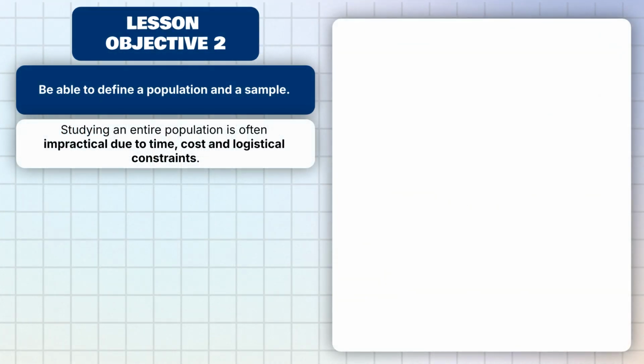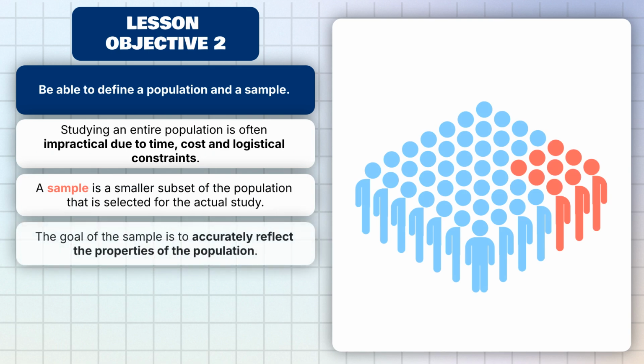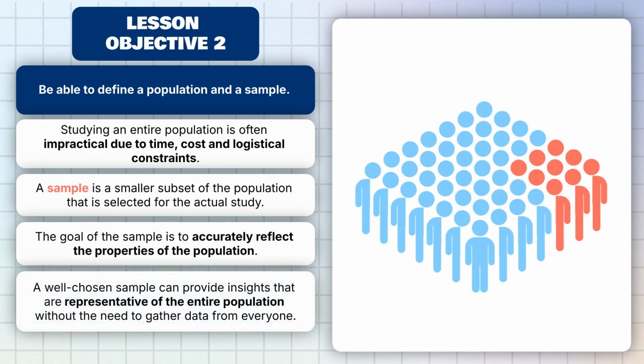Studying an entire population is often impractical due to time, cost, and logistical constraints. This is where the concept of a sample comes in. A sample is a smaller subset of the population that is selected for the actual study. The goal of the sample is to accurately reflect the properties of the population. For example, instead of surveying every resident in a city, a politician might survey just 2,000 or 3,000 people. A well-chosen sample can provide insights that are representative of the entire population without the need to gather data from everyone.